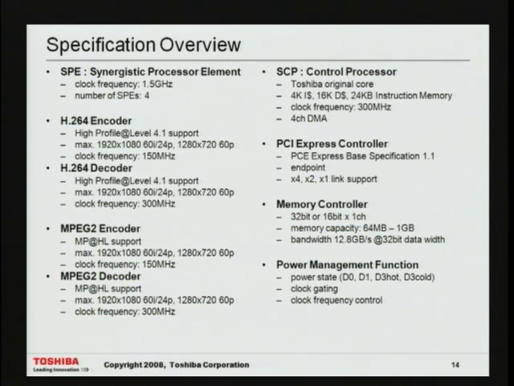So here is a specification overview of SpursEngine. Only SPE is in the 1.5 GHz clock domain, and the others are 150 MHz or 300 MHz clock domains. All codecs support high-profile Full HD video contents. And the memory controller interfaces with XDR memory and provides high memory bandwidth with small pin counts. And several power management functions are implemented to reduce power consumption.